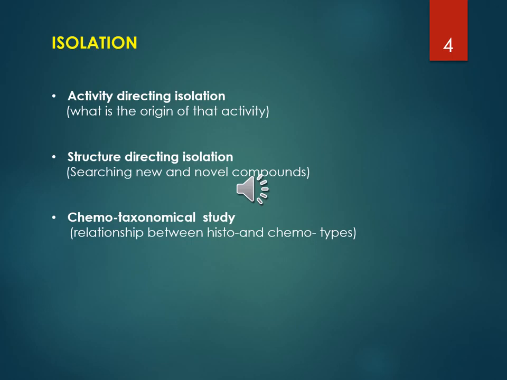The purpose of isolation of natural products is broadly classified into one of the following three categories. The first is activity directing isolation. Second, structure directing isolation. Third, chemotaxonomical studies. Each of the above categories consists of different ideas and distinct isolation techniques.